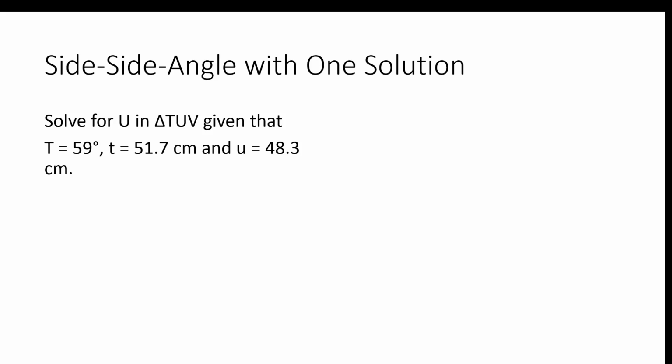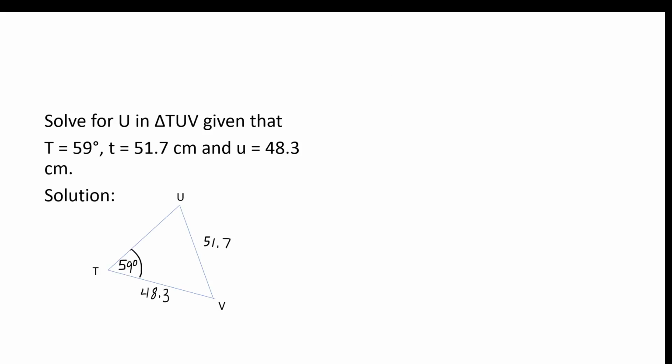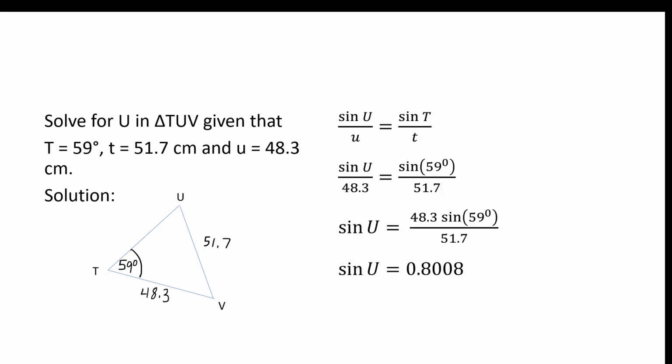Now, we'll sometimes get a case where we have a side-side angle situation, but we have one solution, but not two solutions. So suppose, given the situation in front of us, we're asked to find the magnitude of angle U. So we set up the diagram as shown, and we see we have two side lengths, and we know one angle, but it's not the angle that's in between the two side lengths. Well, we set it up. We see that the sine of U over U equals the sine of T over T. So the sine of U over 48.3 equals the sine of 59 degrees over 51.7.